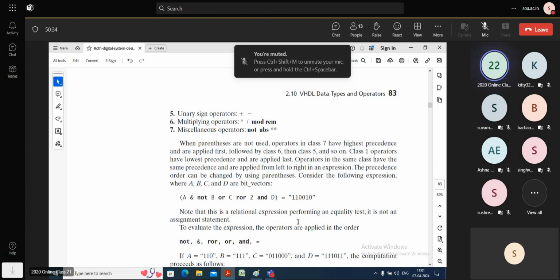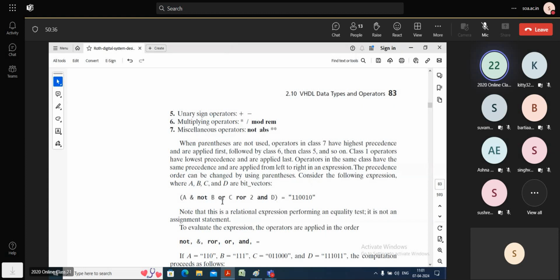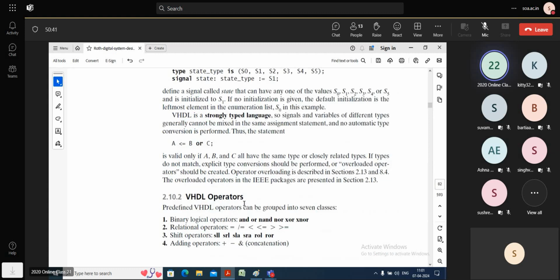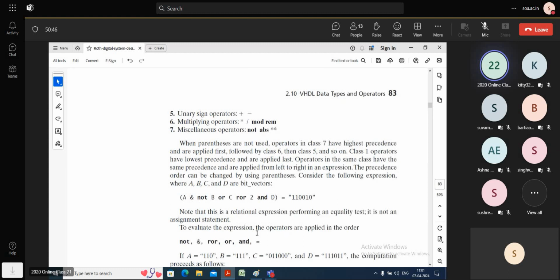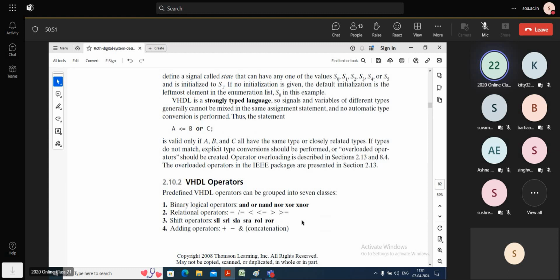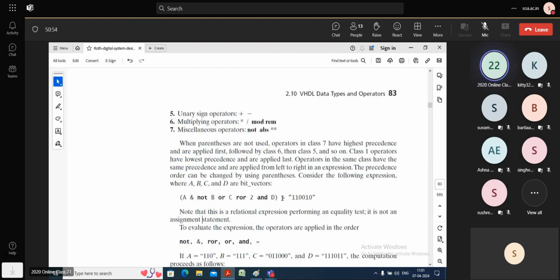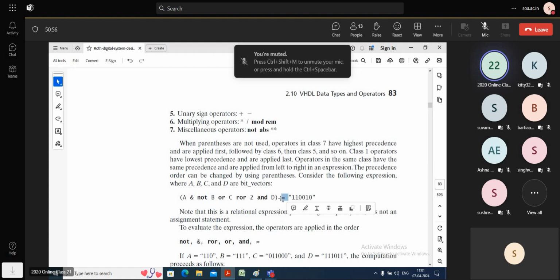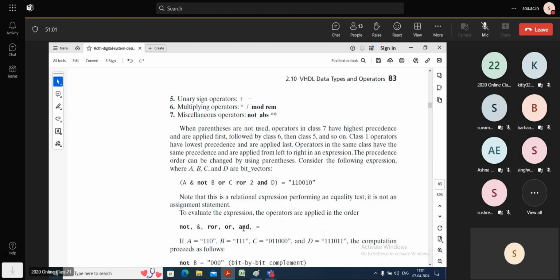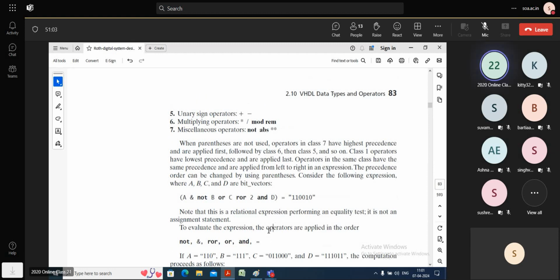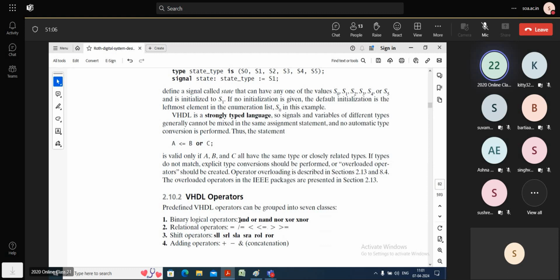Then after ROR, OR is there. You can see that OR. After ROR, this OR. Then AND, then equal. You can see that OR, AND, and lastly this equal. Okay, so you can see that this OR and AND, they are in the class 1.